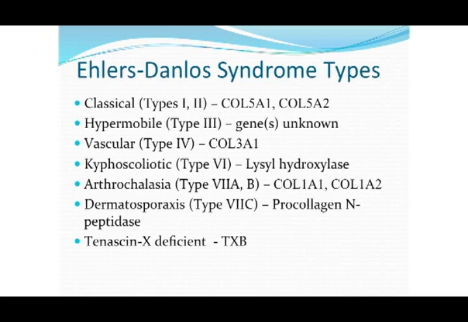Beyond that, there are a number of relatively rare, really quite rare, disorders, including what's called the kyphoscoliotic type, which is caused by mutations in the enzyme lysyl hydroxylase. The arthrochalasia type, which is caused by mutations in type 1 collagen, and dermatosparaxis, also an alteration of collagen processing. This is an enzyme that actually cleaves the N-propeptide from the procollagen molecule in type 1. And tenascin X deficiency resembles the hypermobile type of Ehlers-Danlos syndrome.